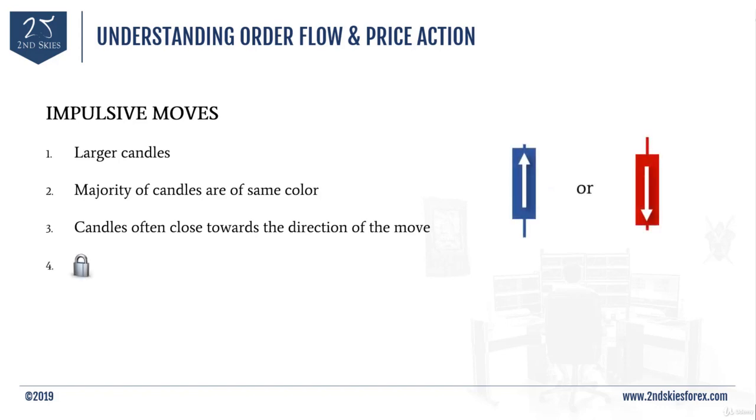The third characteristic of impulsive moves is that the closes of these candles tend to be towards the direction of the move. So if they're bullish, they tend to be towards the top, and if they're bearish, they tend to be at the bottom. Why is this an important characteristic to define the price action order flow in an impulsive move?